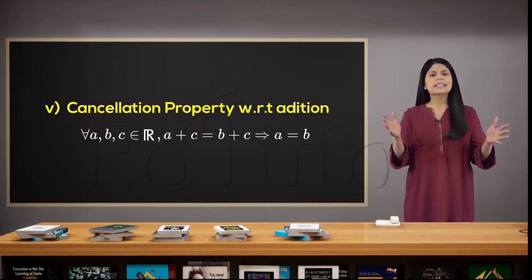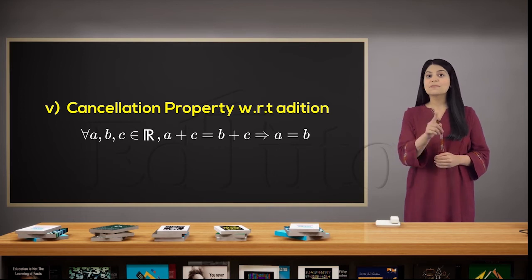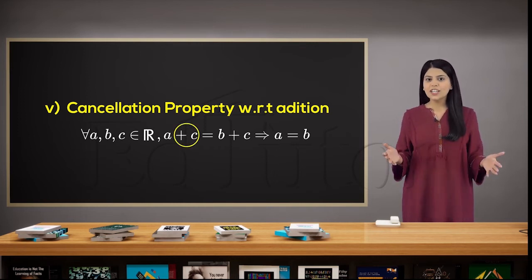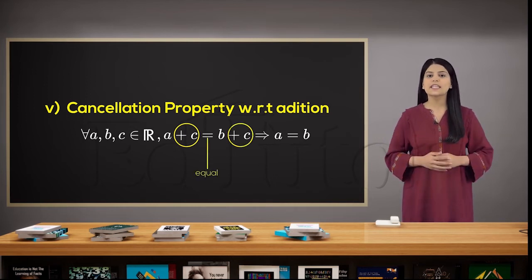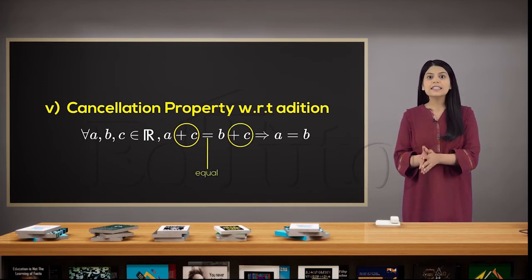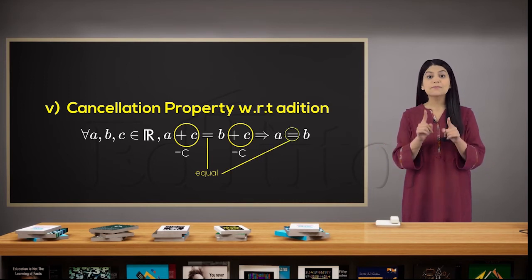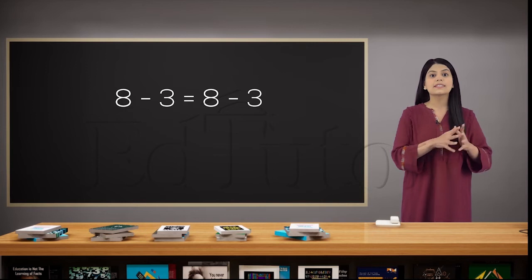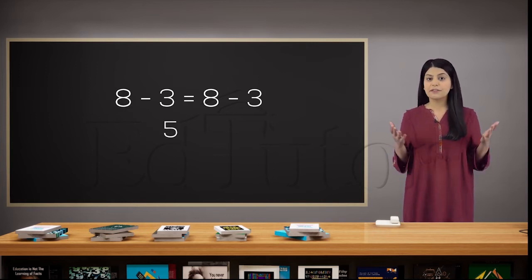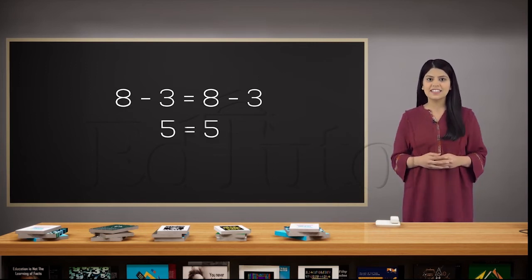This is called the cancellation property with respect to addition. According to it, if the sum of A and C equals the sum of B and C, then subtracting C from both sides keeps them equal. Just like if we take 3 back from both sides by subtraction, we get 5 equals 5 again.